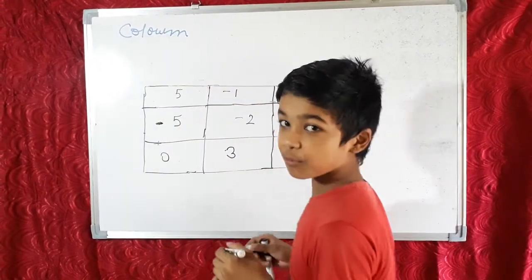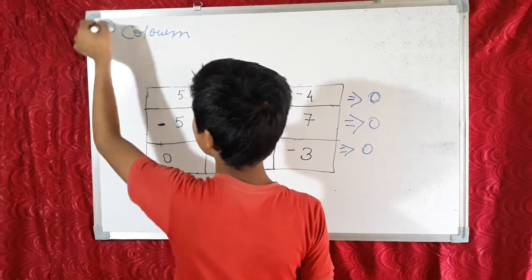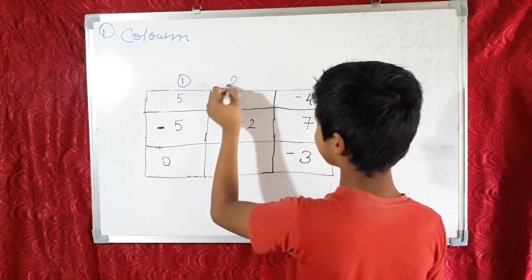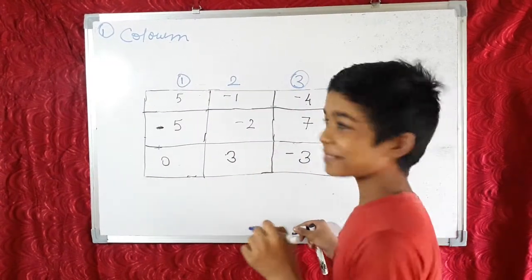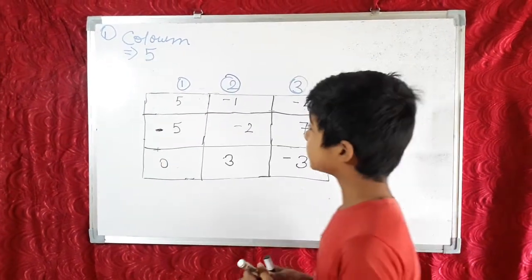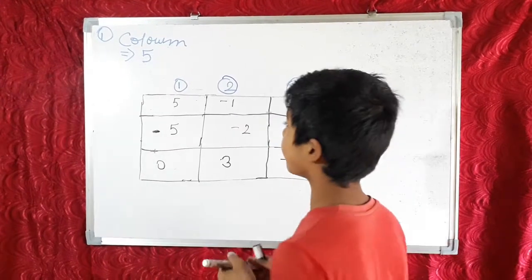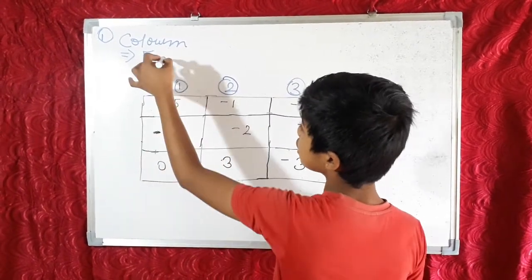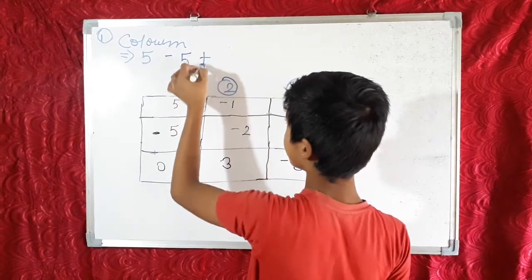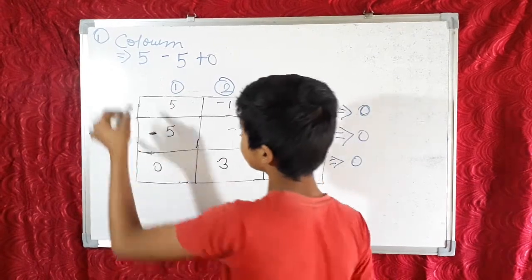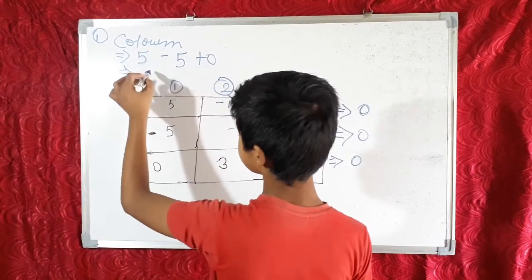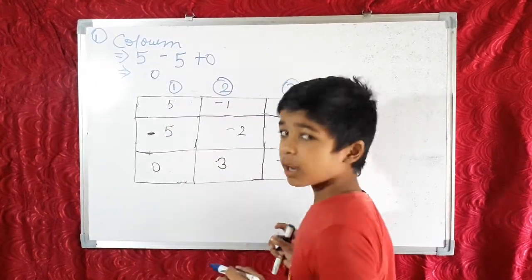So there are 3 columns. We will write here our first, second and third columns. Okay. Now, the first column is 5, minus 5 and 0. So we have written 5, now we write here minus 5, and now we write here 0. Okay. So now what do we have to do? We will do 5 minus 5 becomes 0, and 0 plus 0 is 0, so we will write here 0. So our first column sum is okay.